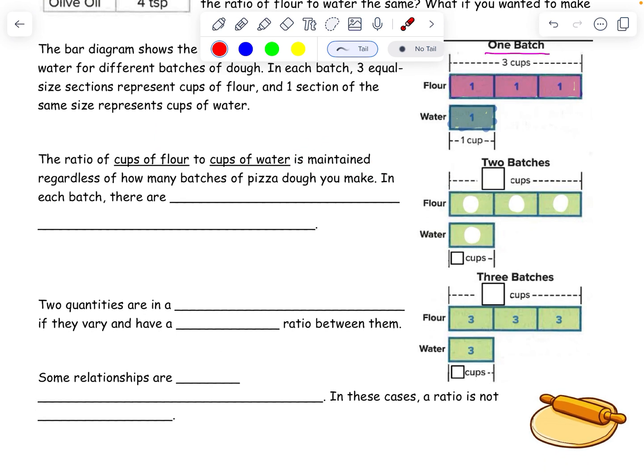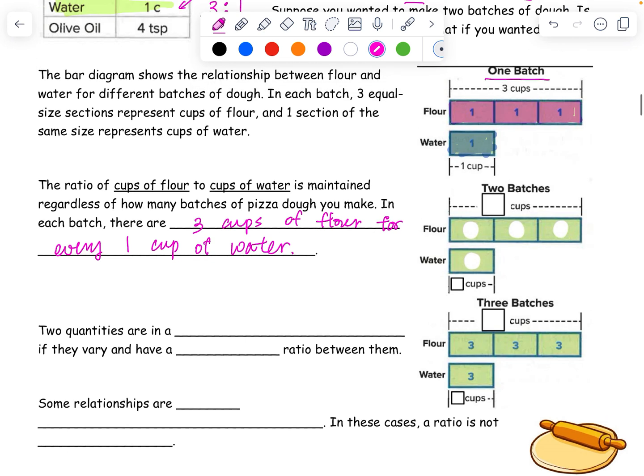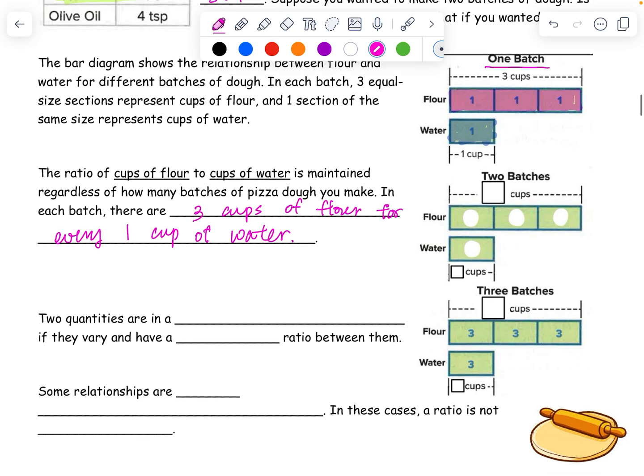In each batch, there are 3 cups of flour for every 1 cup of water. So it doesn't matter if you make 1 pizza dough, 2 pizza doughs, 10 pizza doughs, there has to be consistency of 3 cups of flour to 1 cup of water.